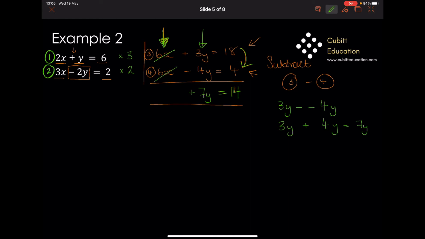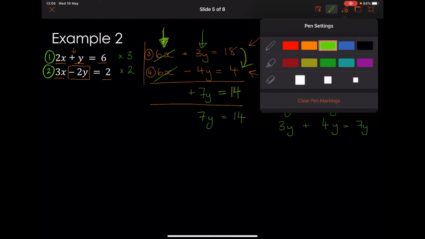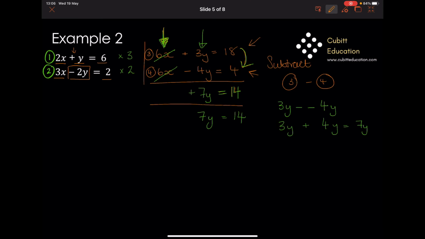So we now know that 7y equals 14. And remember, we're now just in a linear equation, and all we need to do is divide by 7 to tell us what y is. So 7 divided by 7 leaves y on its own, 7y divided by 7, and 14 divided by 7 is 2. So we now have y equals 2 as one of our answers.